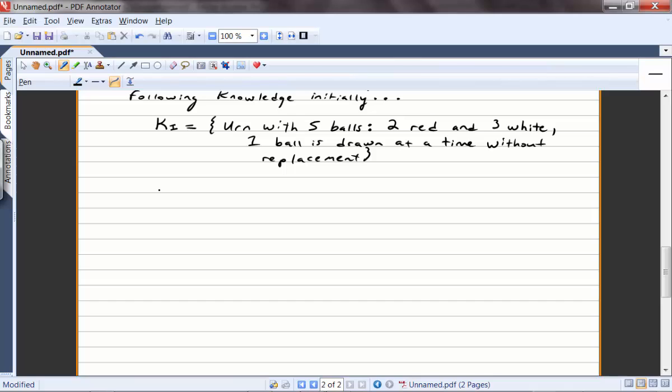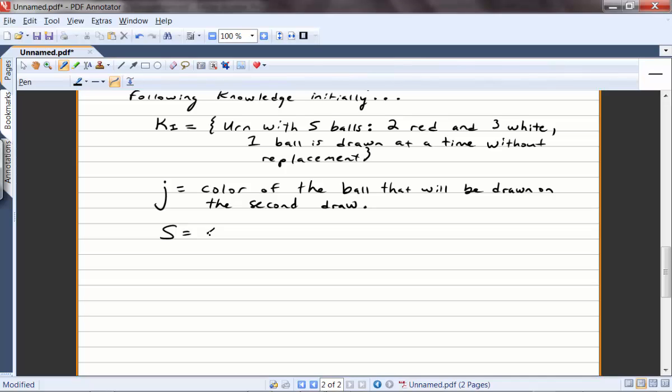Now, let's suppose that the variable of interest, the variable we care about, is we want to know the color of the ball that will be drawn on the second draw. Alright? That means our state set, so you can form the state set then. State set then would be what?